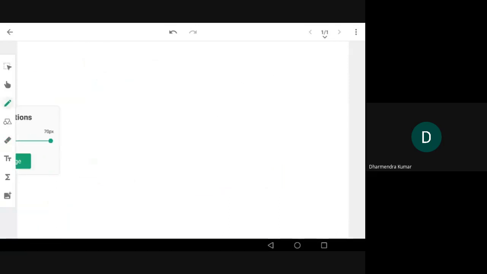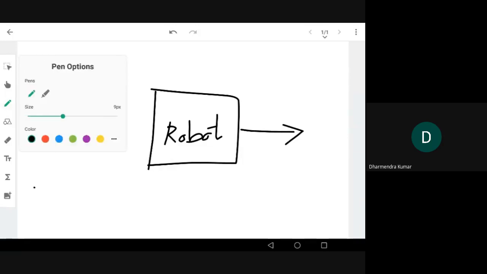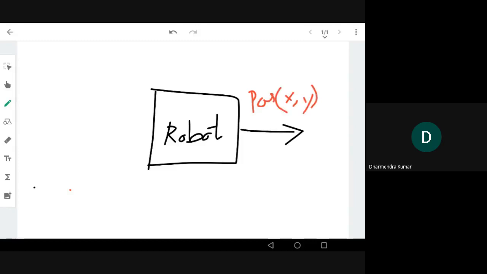Another example I'm going to give you is a simple robot. So what is the robot here? The robot is a plant here. So the robot we are trying to control using our controller. What are we trying to control in the robot? We are trying to control the position of the robot. So I can say the output, what I'm trying to control, is the position, position x comma y. This is something I'm trying to control, right?